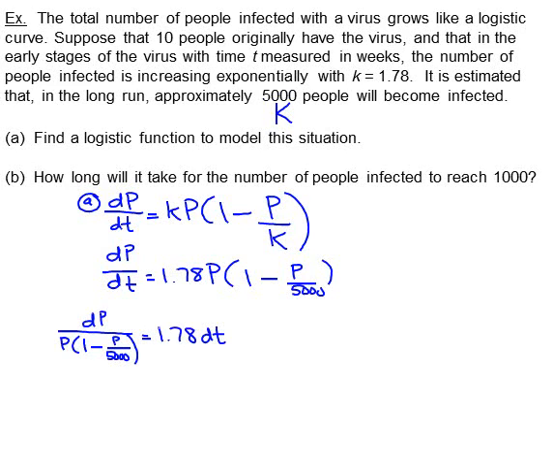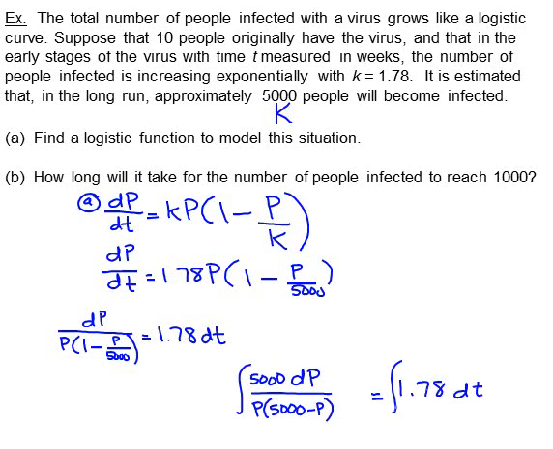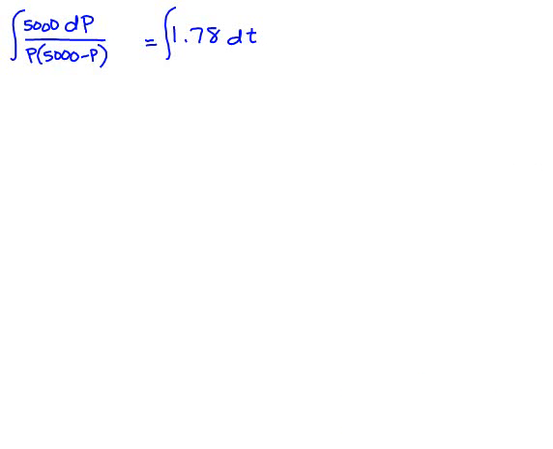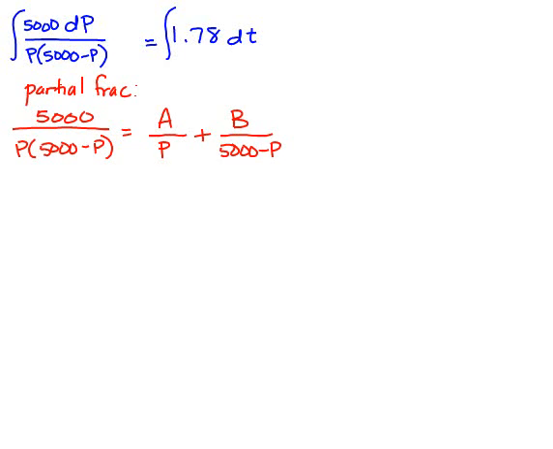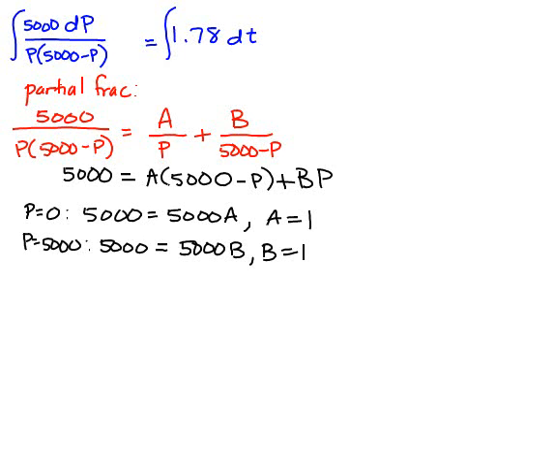Let's continue solving the differential equation, separating by multiplying and dividing. Multiply the numerator and denominator of the left side by 5,000 to simplify the complex fraction, and take the integral of both sides. The integral on the left side requires partial fraction decomposition. I need a fraction with a denominator of p and another with a denominator of 5,000 minus p. Multiply both sides of this equation by the common denominator and substitute values of p to solve for A and B.